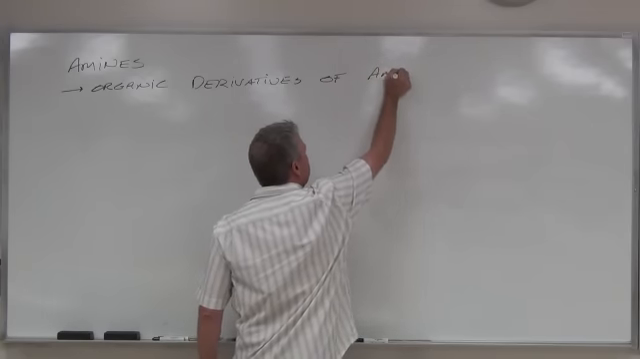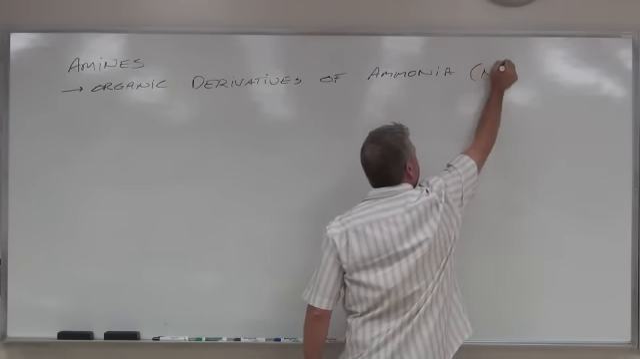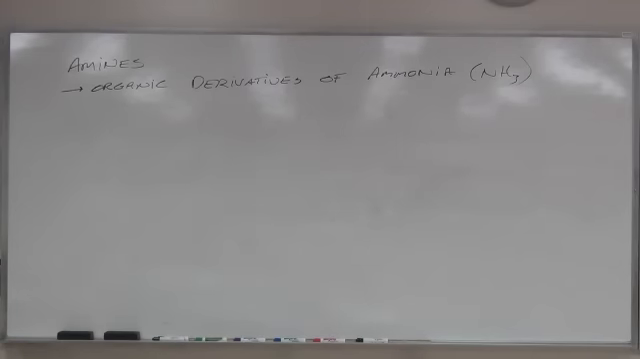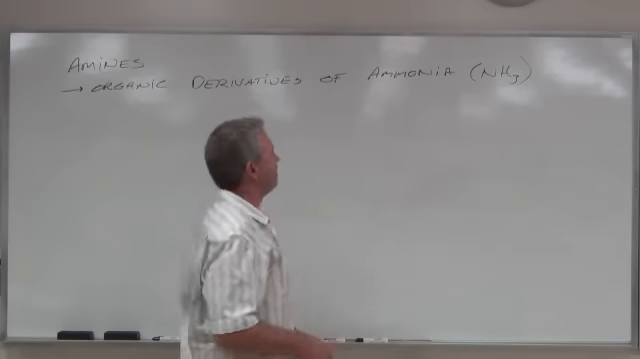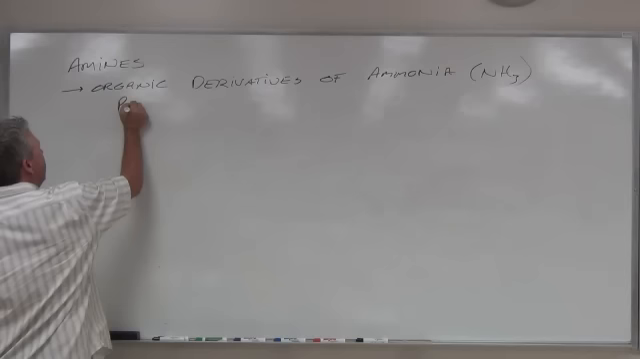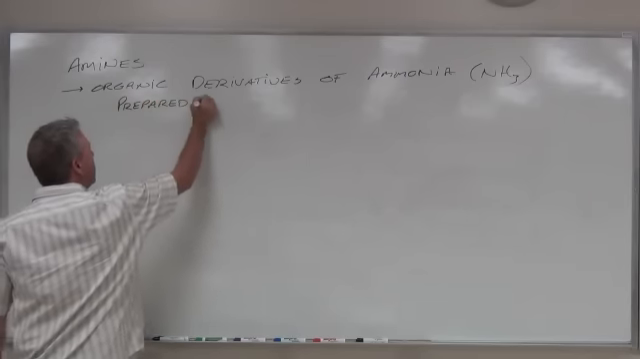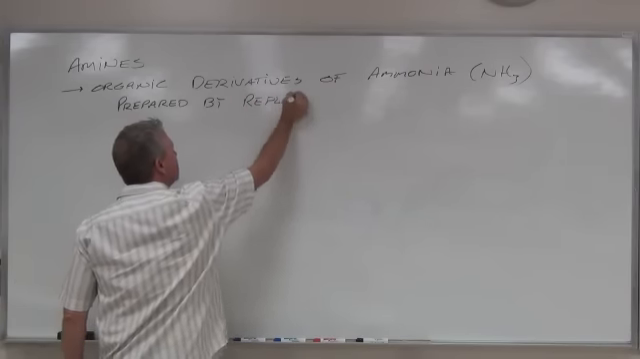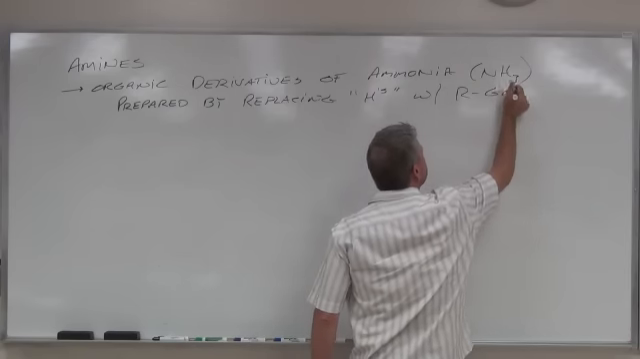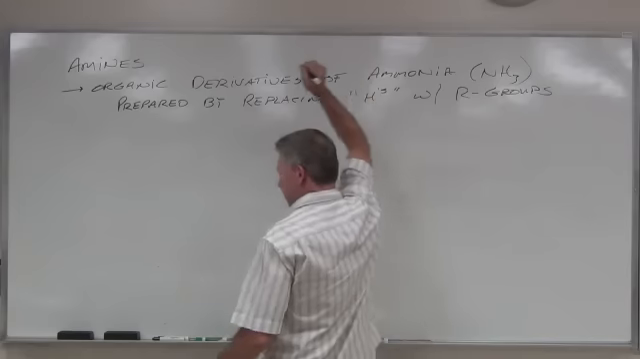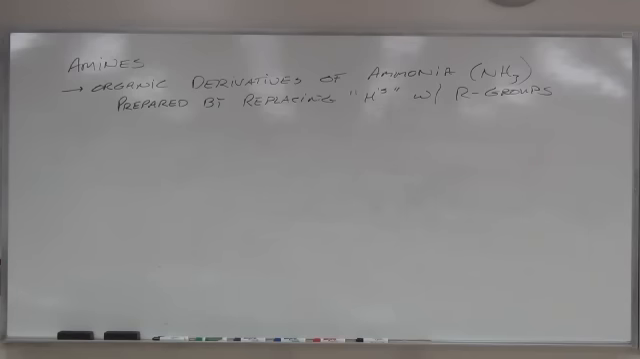of ammonia, which is NH3. They're going to be organic derivatives of ammonia, where 1, 2, or 3 of the hydrogens in ammonia are replaced with alkyl groups. You're going to replace these hydrogens with R groups, and the R groups could be aromatic. Could be that phenyl group, that alkyl derivative of benzene.